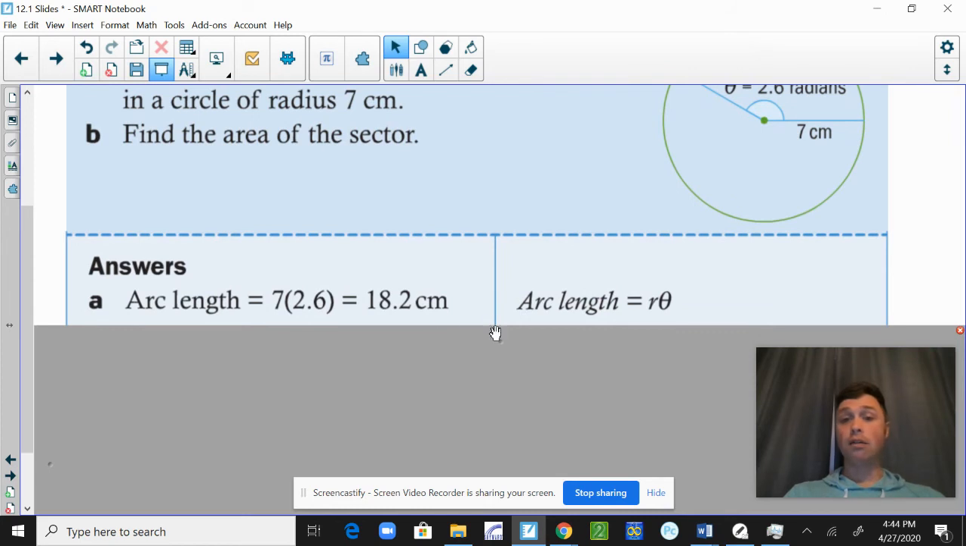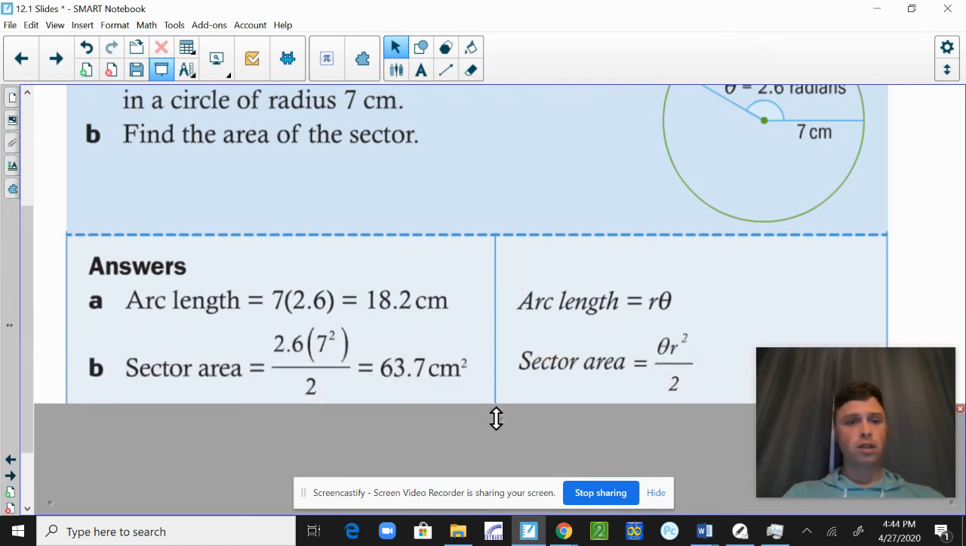All right. The area of the sector is also fairly simple. We're just going to use the formula for that one, theta r squared over 2. That gives you the area of the sector. It's not much more complex, a little bit, but also fairly straightforward. Again, plugging that into our calculator, 2.6 times 7 squared over 2 works out to be 63.7 square centimeters. So that would be the area of the sector.